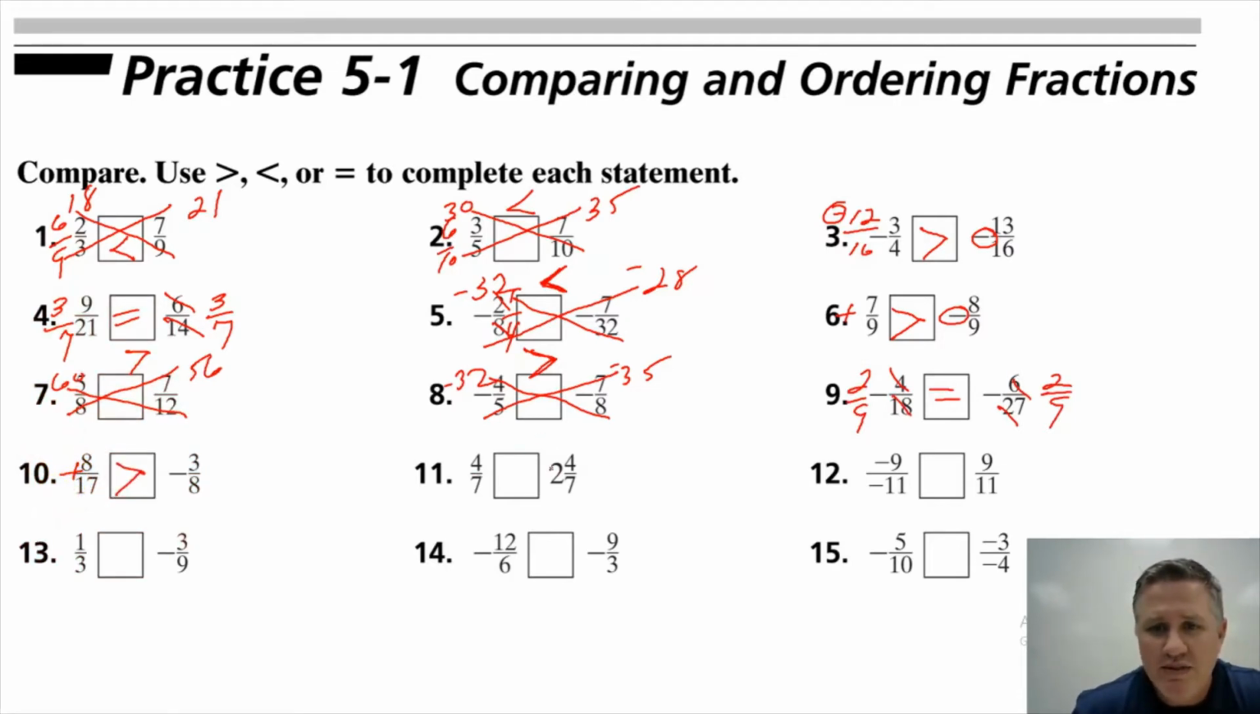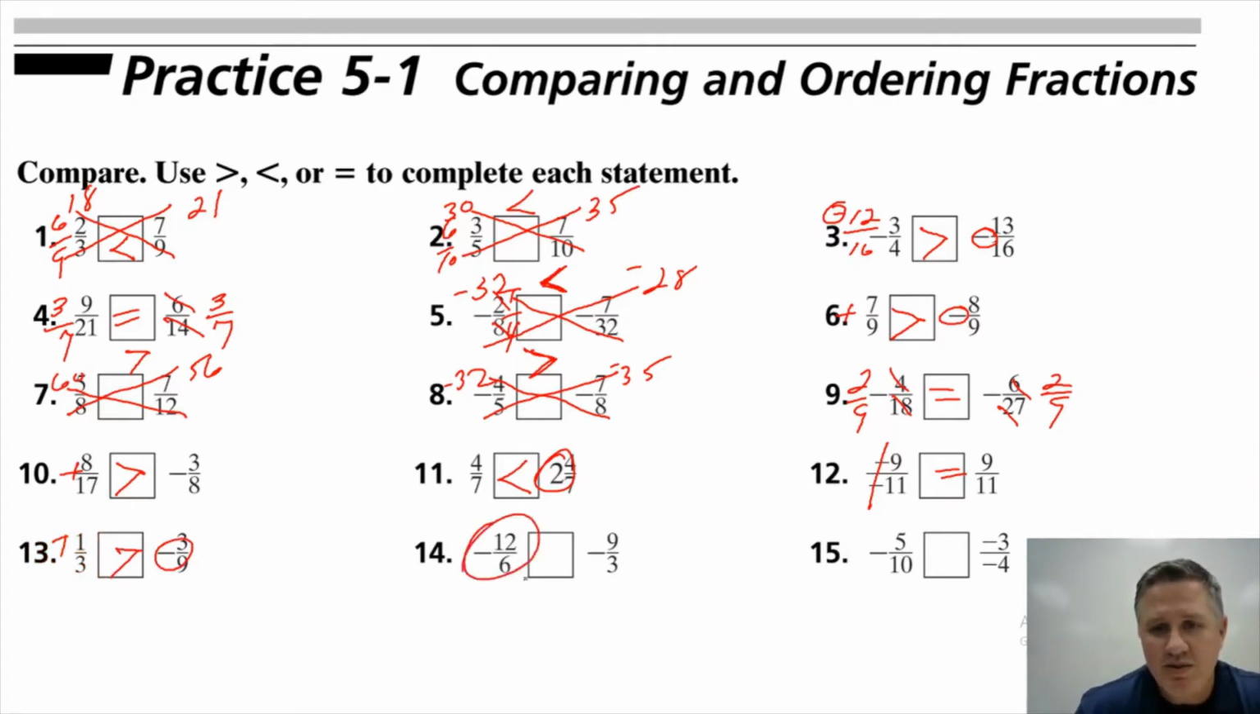What's bigger, 4/7 or 2 and 4/7? Well, obviously, this one has 2 more, so that's going to be bigger. Kind of tricky. A negative divided by a negative, we know is a positive, and these two would equal each other at that point. Again, trying to trick you, a positive is always bigger than a negative. You don't need to do any work for that problem.